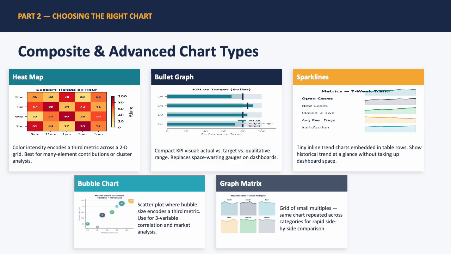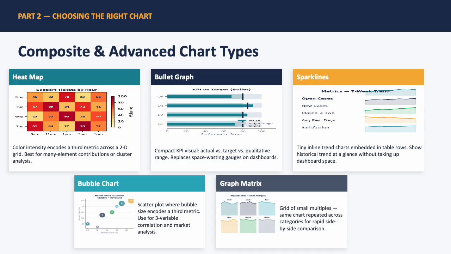The bubble chart extends the scatter plot, as mentioned in the previous slide, by using bubble size to encode a third variable. So here, on top of the two axis dimensions, revenue is the bubble size. This allows you to visualize three dimensions of data simultaneously.